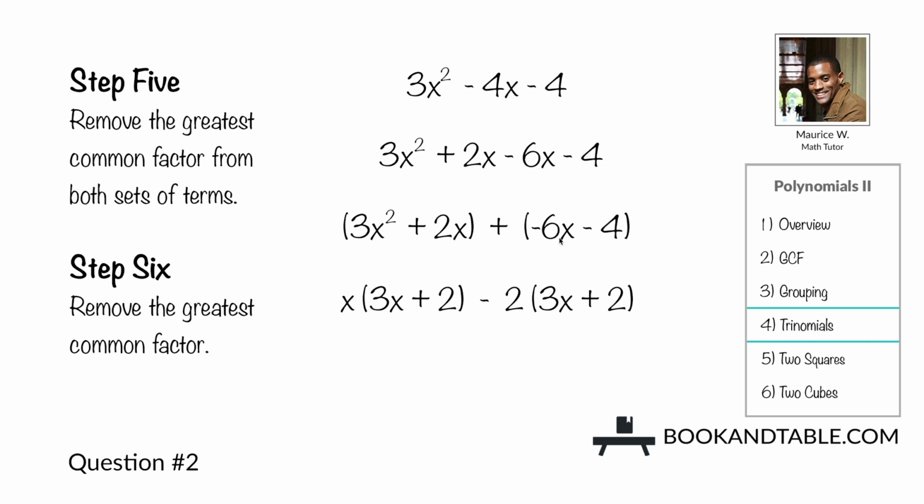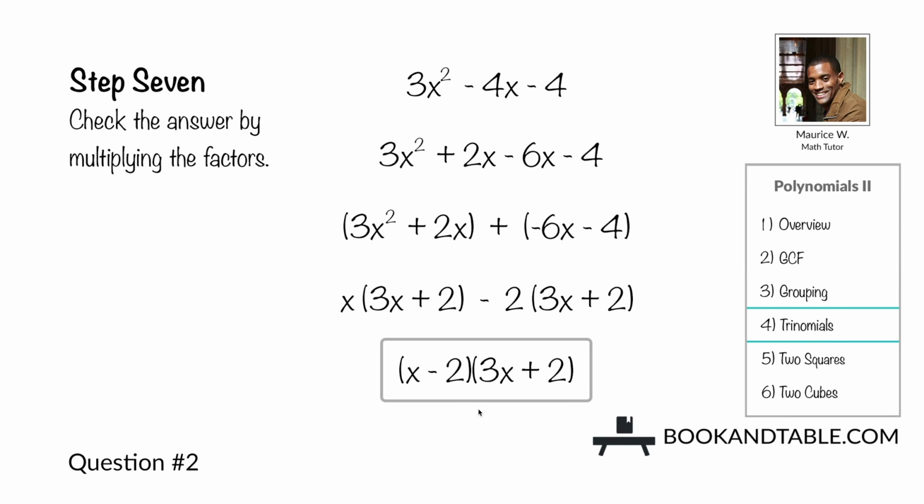And for our second group, we remove negative 2. The second factor on the inside would be equal to negative 6x divided by negative 2, which is positive 3x. And negative 4 divided by negative 2 is positive 2. So step 6, remove the greatest common factor from these two sets of terms. And the greatest common factor is 3x plus 2. That's common to both. So when we remove that factor from each of these, we get 3x plus 2 as one factor, and x minus 2 as our second factor.